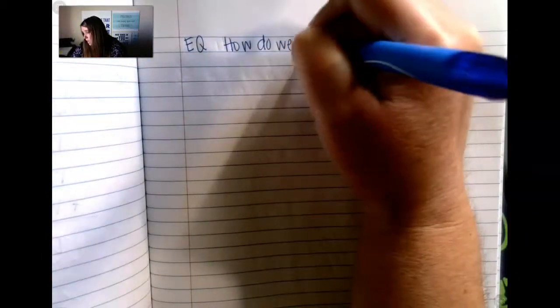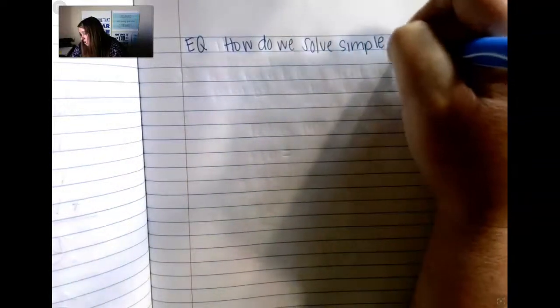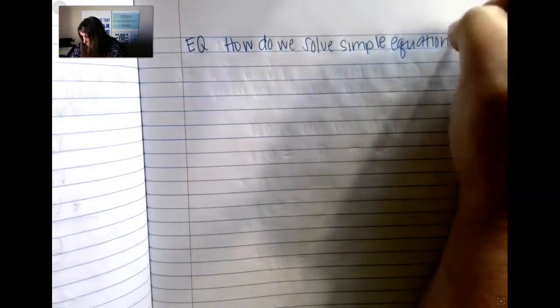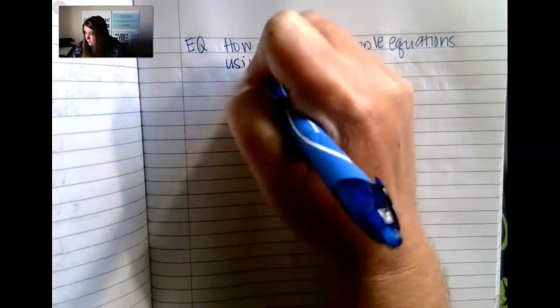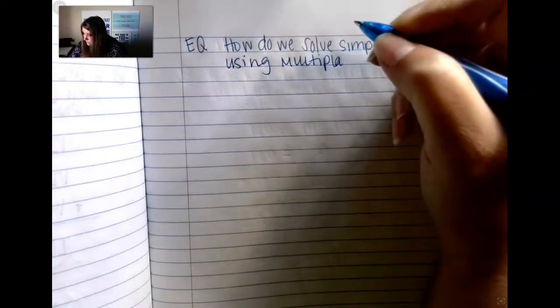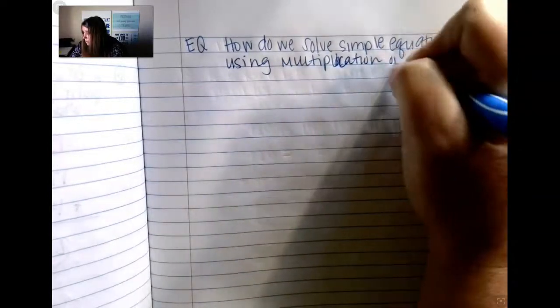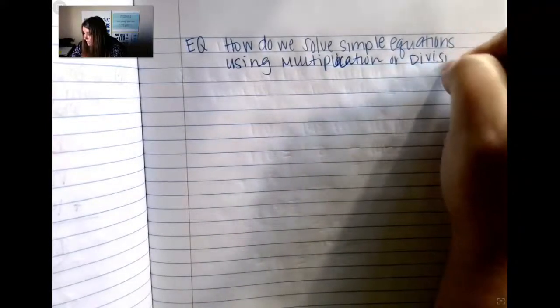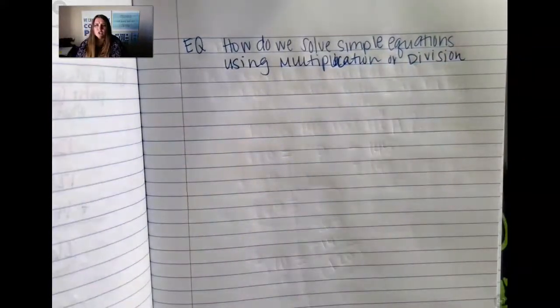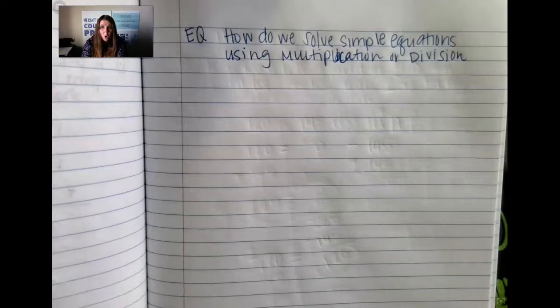So how do we solve simple equations using multiplication or division? So how in the world do we do this? How do we solve simple equations using multiplication or division?